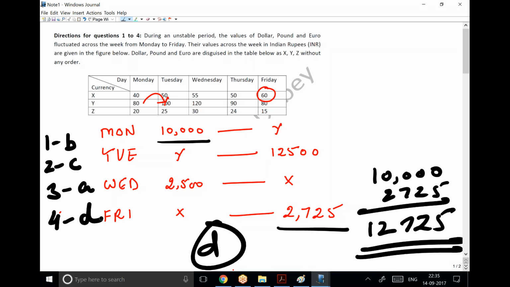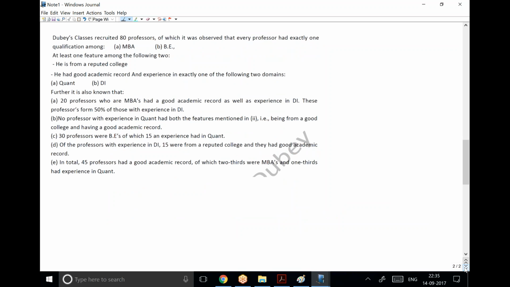So let's move further and look at the next case set also. Try out this particular case set number 2 and take close to 6 to 7 minutes. Good case set.